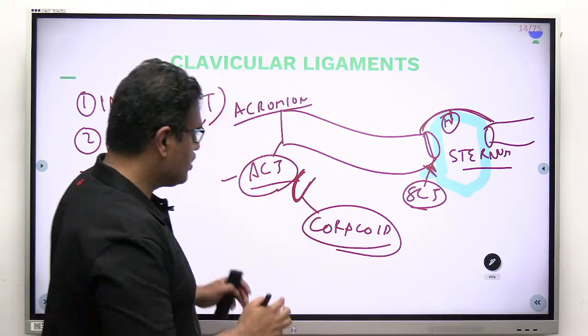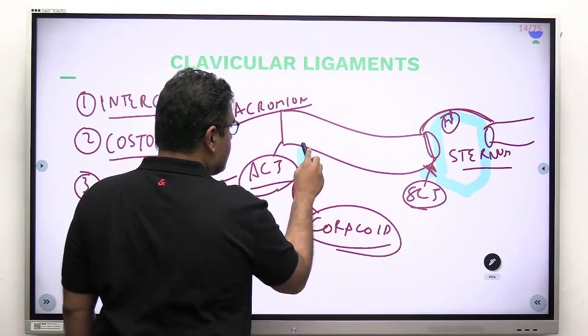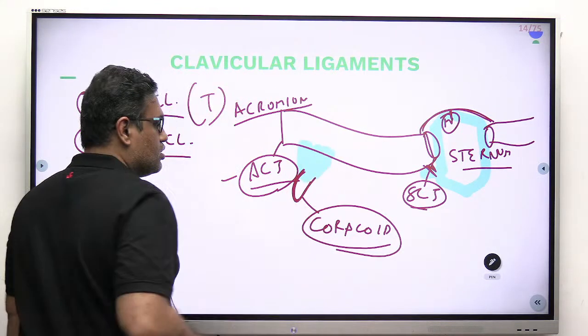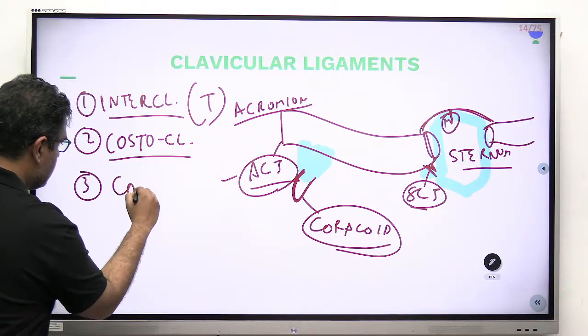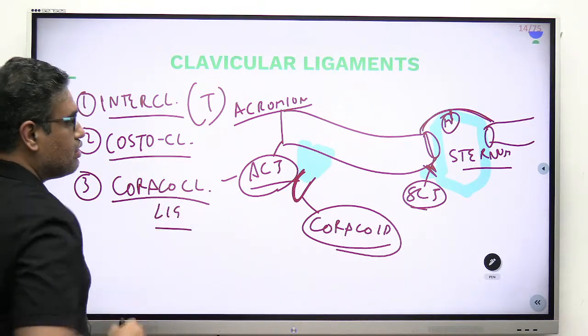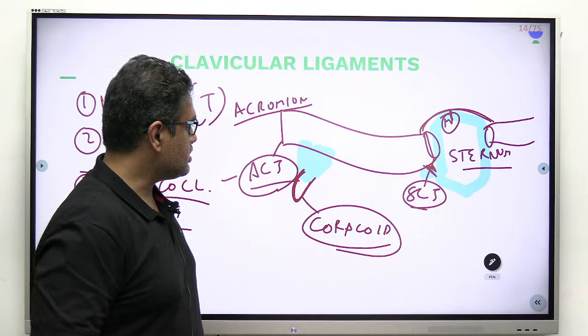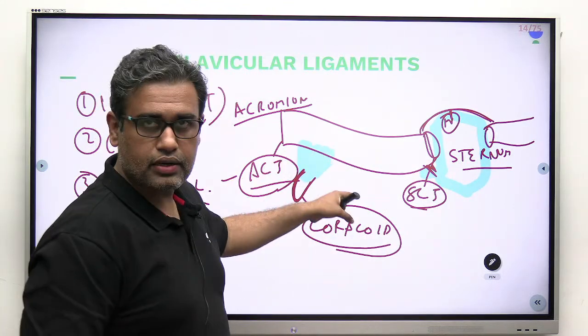Now, between the coracoid process below and the lateral end of the clavicle above, we have a ligament known as the coracoclavicular ligament. Which ligament? Coracoclavicular ligament. Very important ligament. Why is it very important? I'll just tell you why. Because it is for the weight transmission from the scapula to the clavicle.